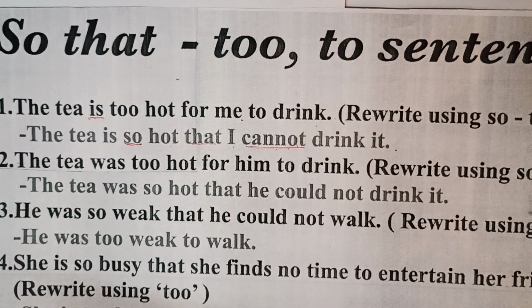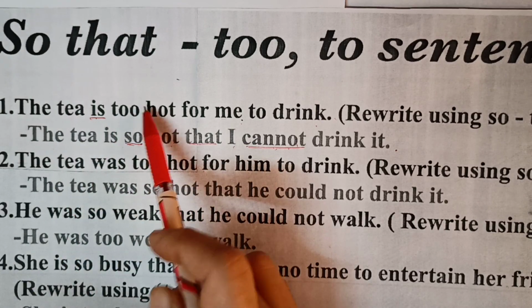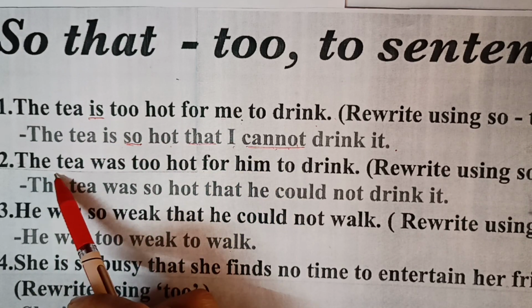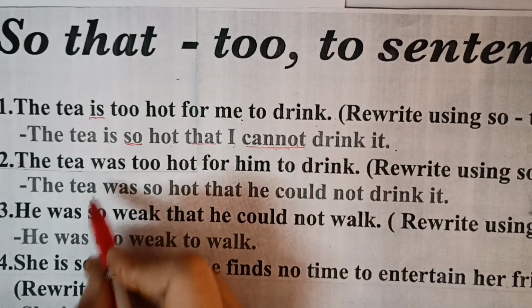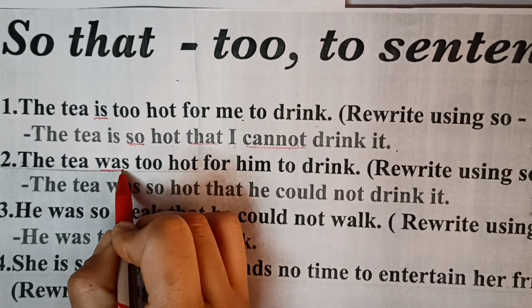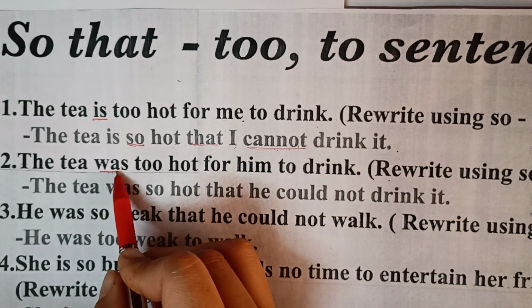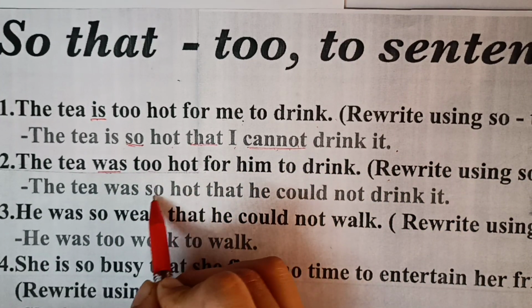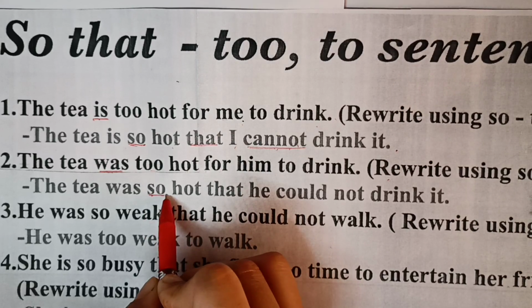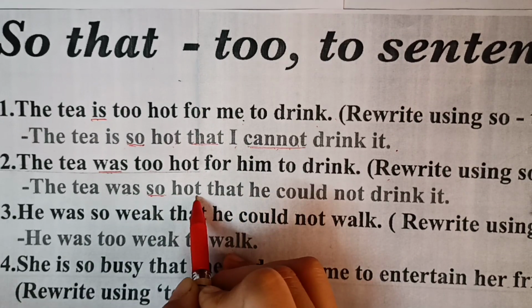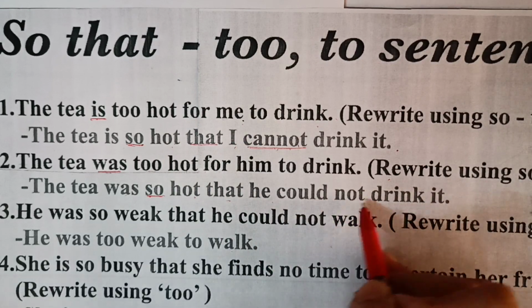Otherwise, it remains the same always. So, let's take a second example with the same statement. The tense is changed. The tea was, instead of is, we have used was here. The tea was too hot for him to drink. Again, instead of too, we have rewritten the sentence using so. The tea was so hot that he could not drink.